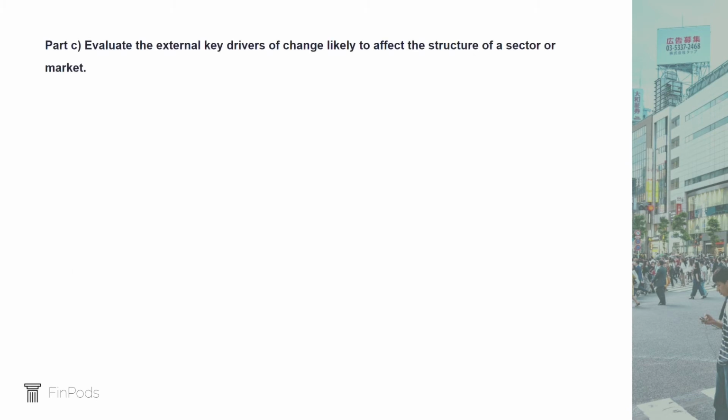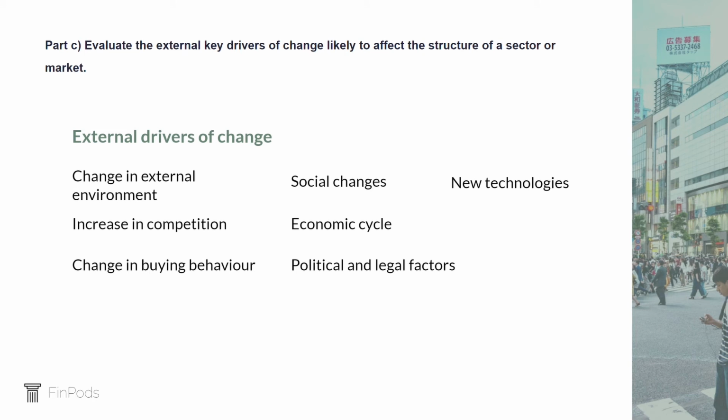Part C. Evaluate the external key drivers of change likely to affect the structure of a sector or market. Organisations or industries more generally need to take advantage of opportunities that arise in the external environment and respond to the threats it poses. As such, changes in the external environment can act as drivers for change. For example, car manufacturers moving towards producing more environmentally friendly cars in response to customers' concerns about carbon emissions and pollution. The stimulus for organisational change can be driven by either internal or external events. Events are sometimes referred to as triggers.